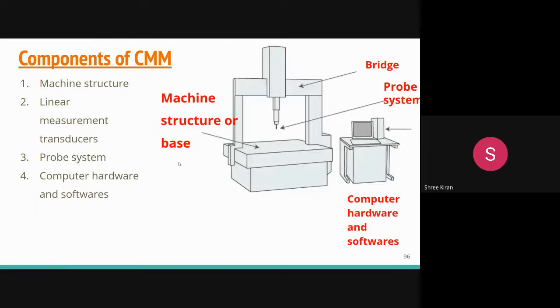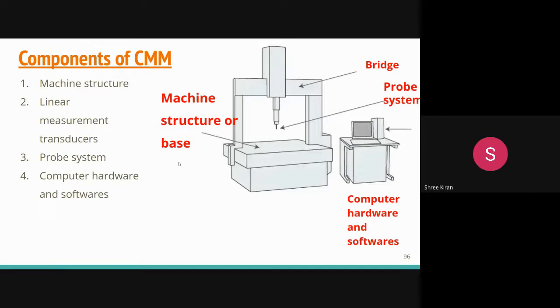The second one is the linear measurement transducers. Then we have a probing system. Then we will be having computer aided software.